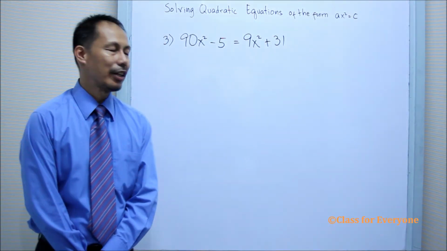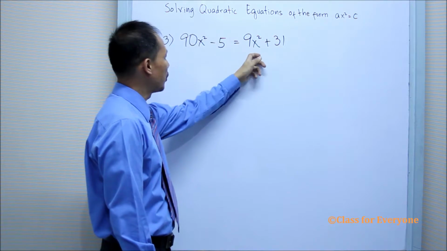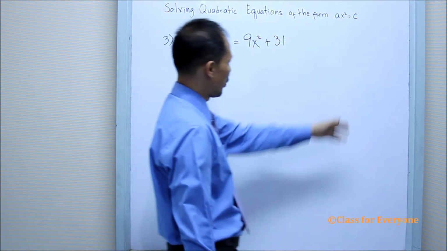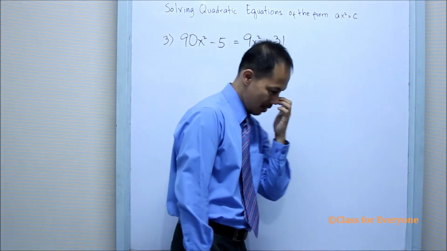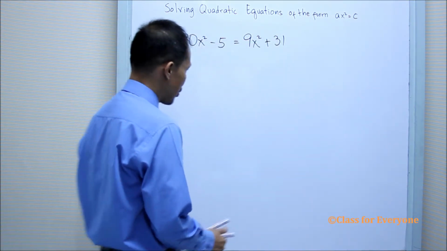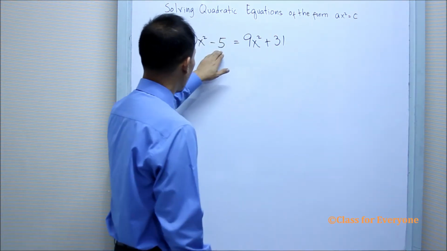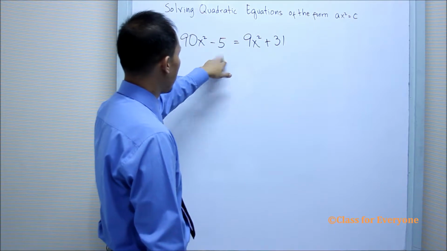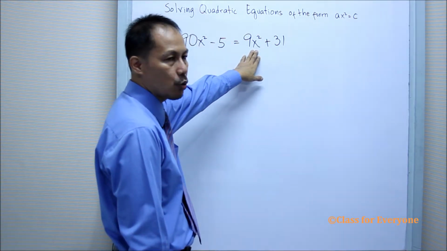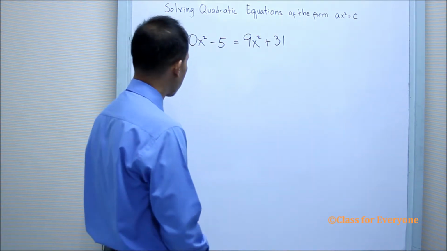Then, we'll have another example. 90x squared minus 5 is equal to 9x squared plus 31. This is not yet of the form ax squared equals c. But we can rewrite it in that form if we just use the addition property of equality, because we are going to remove negative 5 on the left side. And then we are also going to remove 9x squared on the right side. And then combine like terms.